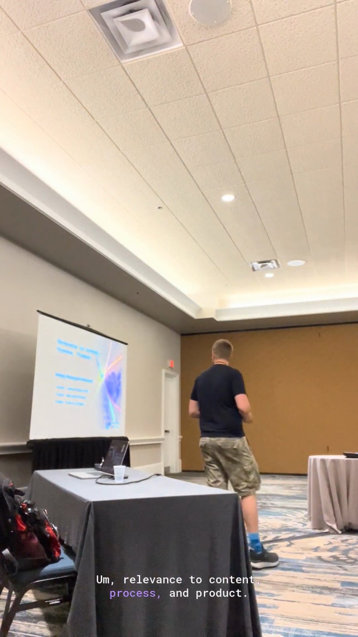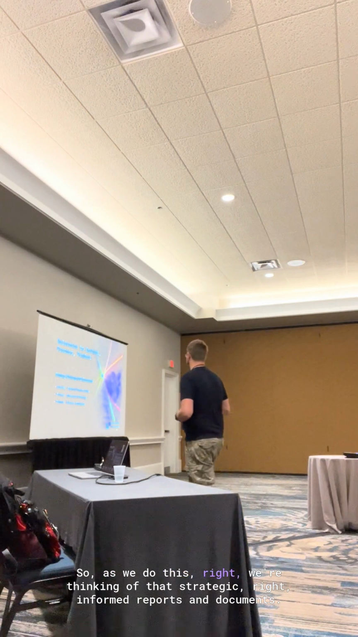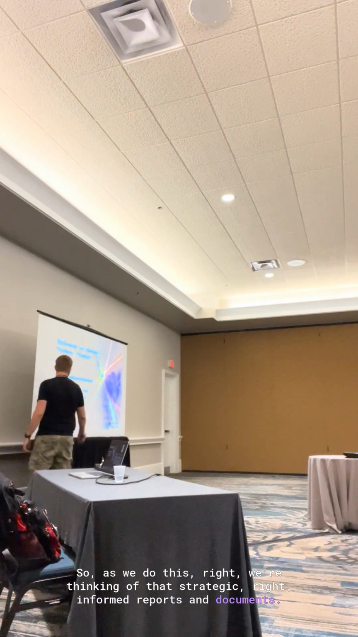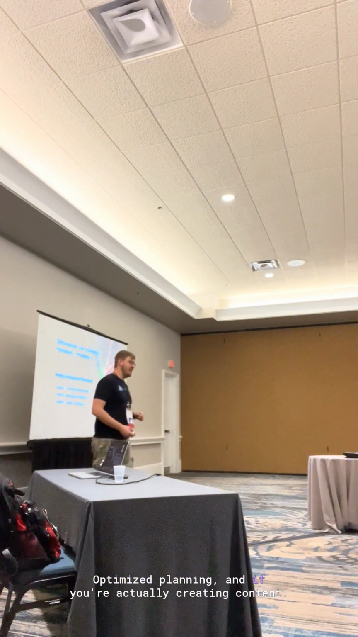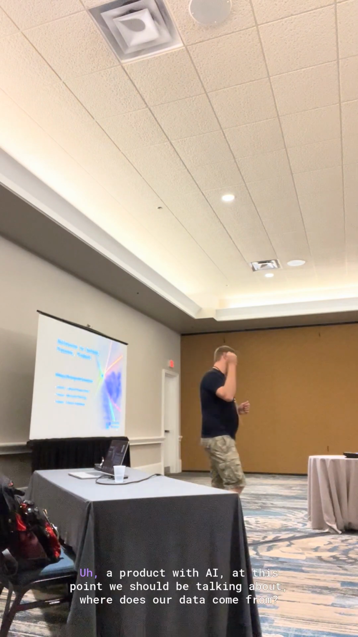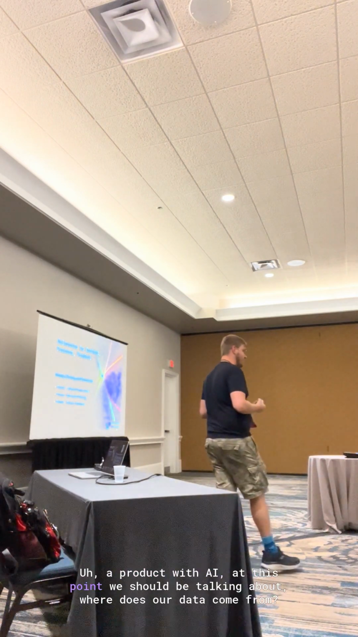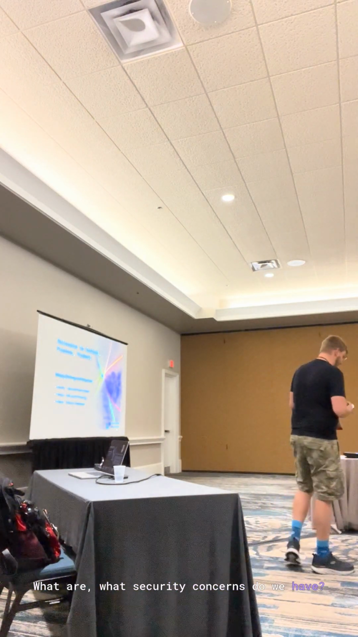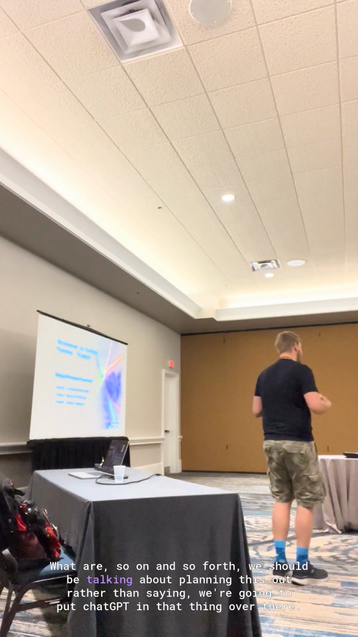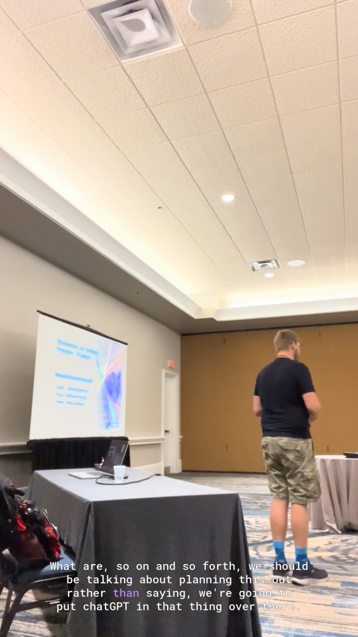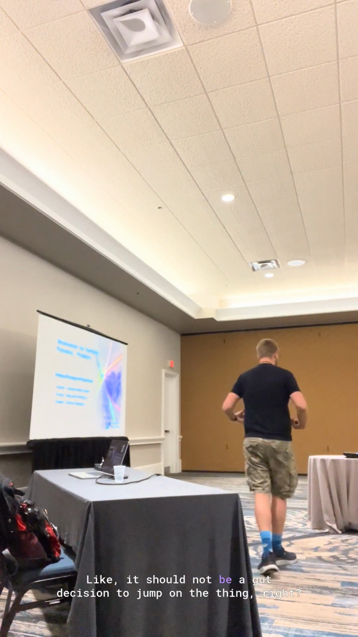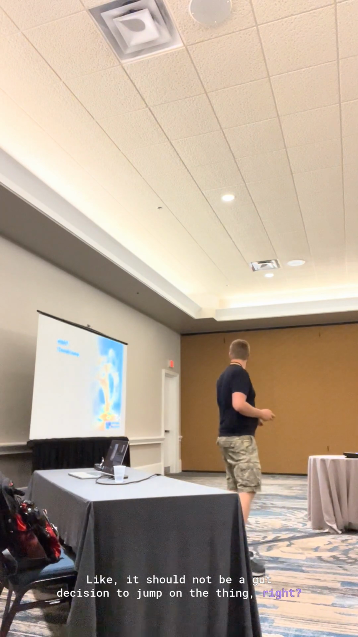Relevance to content, process, and product. As we do this, we're thinking of that strategic, informed reports and docs, optimized planning. And if you're actually creating a product with AI, at this point we should talk about where our data comes from, what security concerns we have, and so on and so forth. We should be planning this out rather than saying, we're going to put ChatGPT in that thing over there. It should not be a gut decision to jump on the bandwagon.